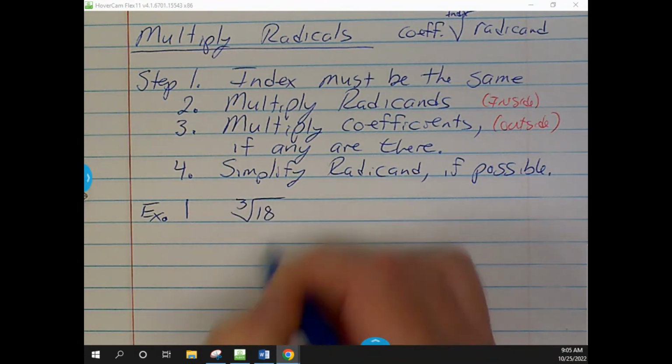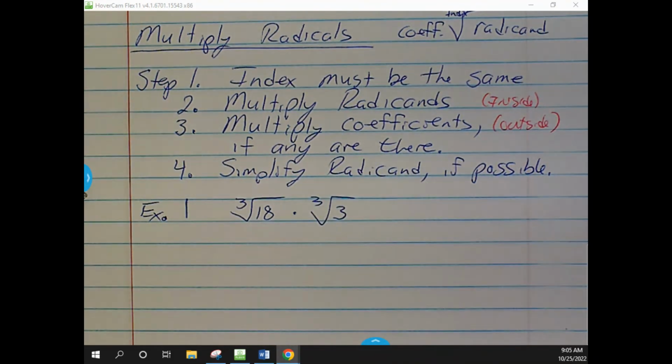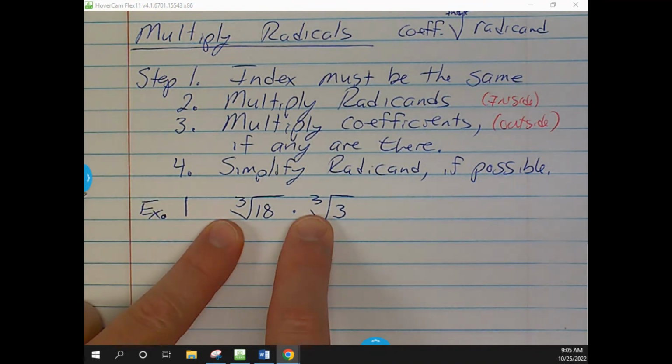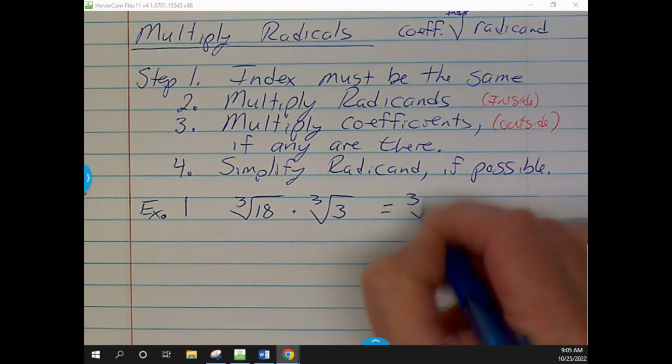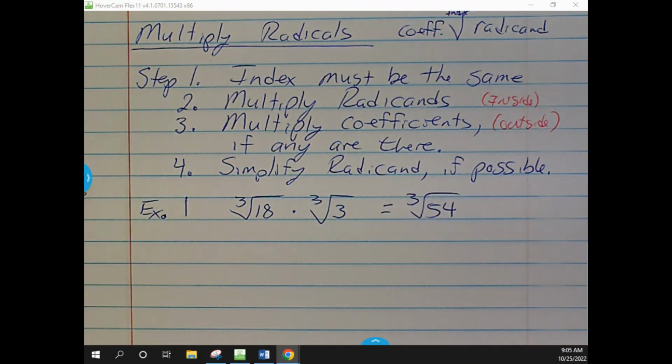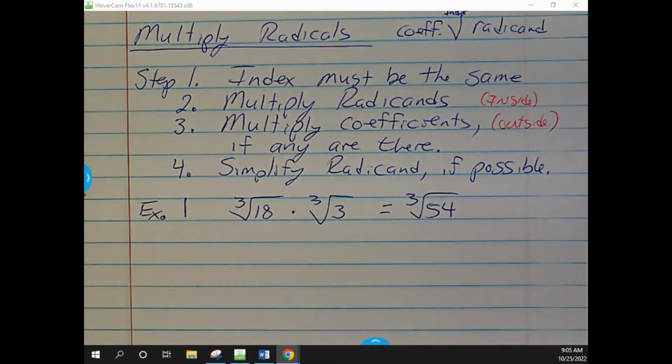All right, so let's go: third root of 18 times third root of 3. Again, step 1, you're checking the indexes, or indices. Man, how do you say it? The index is 3 in both of these, so we're good to go on that part. Now we're going to multiply what's on the inside. Go ahead and multiply those two numbers together and see what you get. There are no coefficients, nothing on the outside, so we don't have to worry about step 3. Now we're just going to simplify this one.